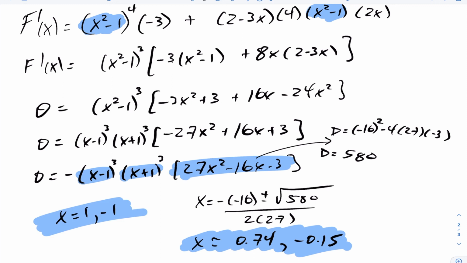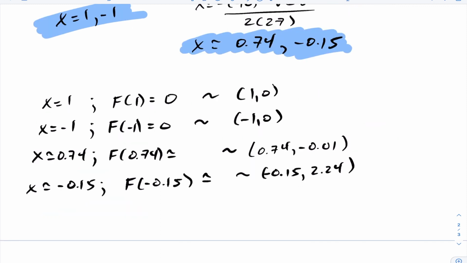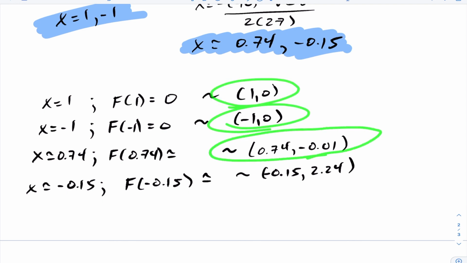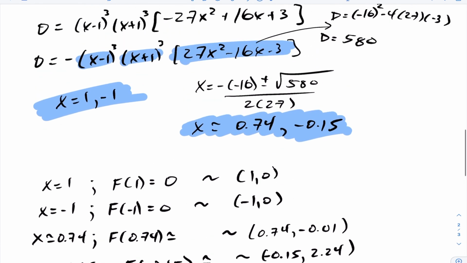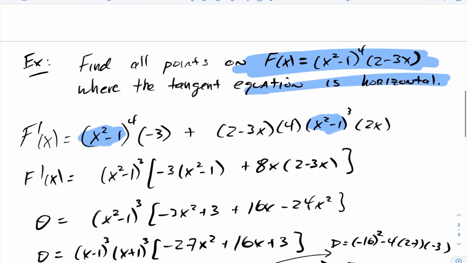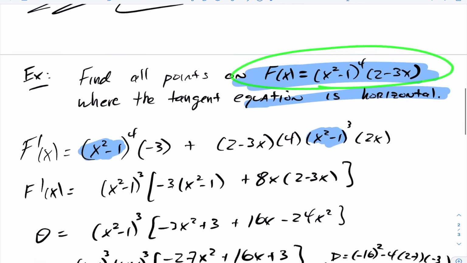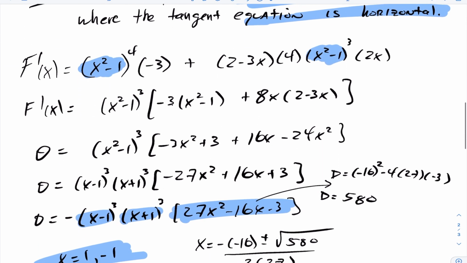Let's go ahead and find the points. So subbing all these points in here, we've got one point is (1, 0), the other point is (negative 1, 0), the other point is approximately (0.74, negative 0.01), and then lastly, (negative 0.15, approximately 2.24). Again, I got the corresponding y values by just subbing into your original function, not your derivative, subbing into your original. So that concludes today's lesson on horizontal tangents. Thank you.